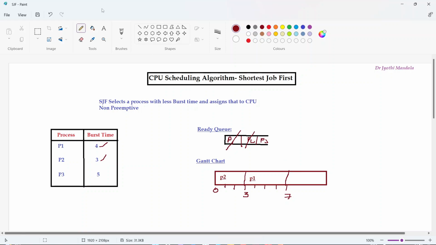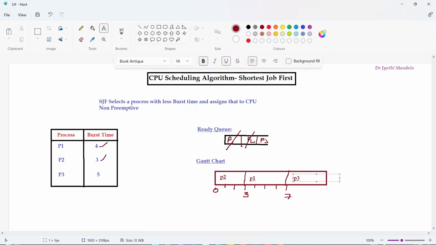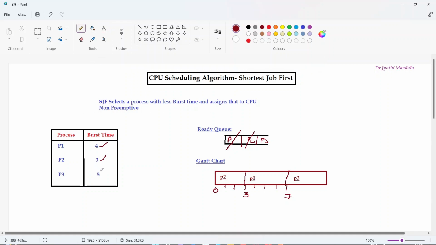Now P3 will start its execution. How much time is required for P3? As per our Gantt chart, P3 requires 5 seconds. So 7 plus 5, which is equal to 12. So for 12 seconds this will be executed. So this is the Gantt chart. I hope you all are clear how it is working.